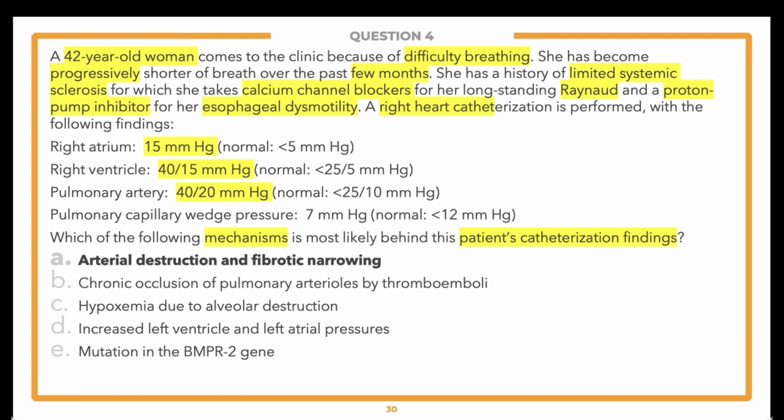Option choice B, chronic occlusion with multiple microemboli. So having PEs essentially, multiple small PEs can also lead to pulmonary hypertension, which makes sense. You're blocking the way that the right heart pumps into, and that can lead to pulmonary hypertension. But in this situation, really the picture that they're painting here with the history of systemic sclerosis or limited systemic sclerosis in combination with that pulmonary hypertension that they're showing with the right heart catheterization is due to arterial destruction and fibrotic narrowing. Good job, guys. If you guys have more questions about this, make sure you read about hypoxic vasoconstriction and pulmonary arterial hypertension.